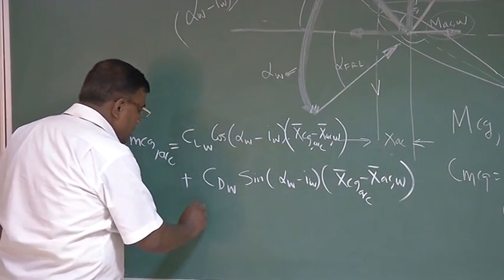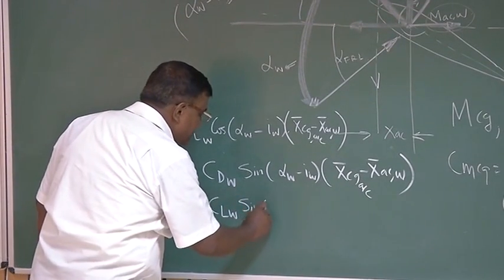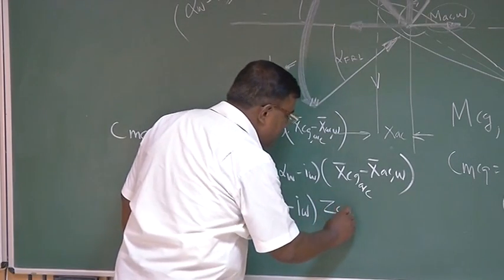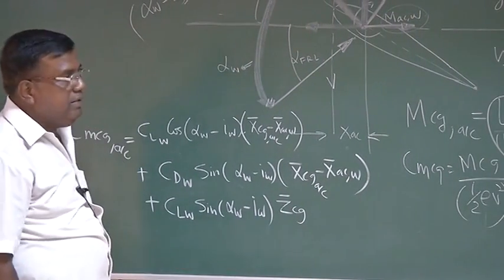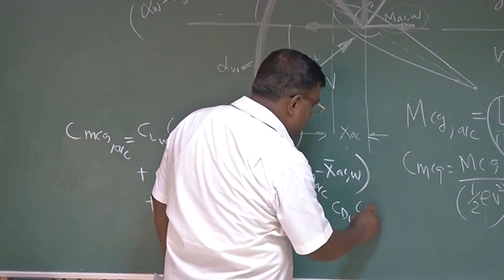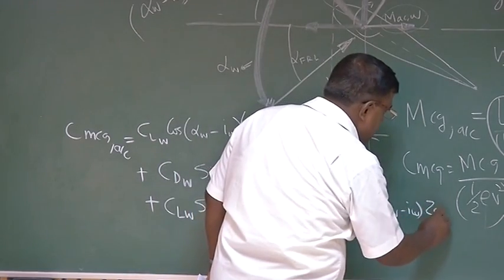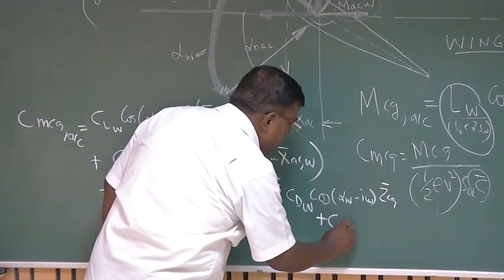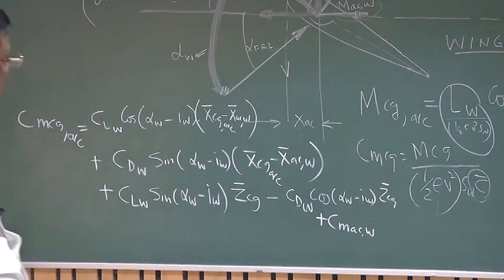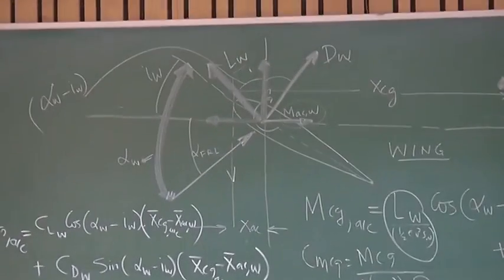Similarly, the third one will be CLW into sine of alpha W minus IW into ZCG bar. Again, ZCG bar means ZCG divided by C bar. And the last term is CDW into cos of alpha W minus IW into ZCG bar plus CMAC wing. Do not forget this. It's a very important element. So let me start writing this expression only so that we can focus more on this.